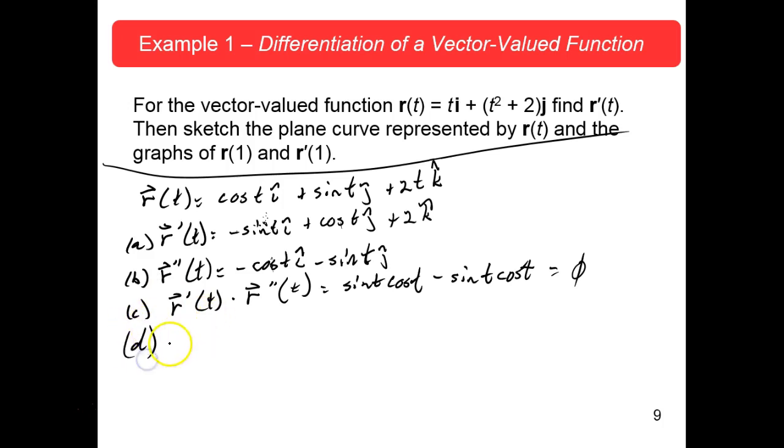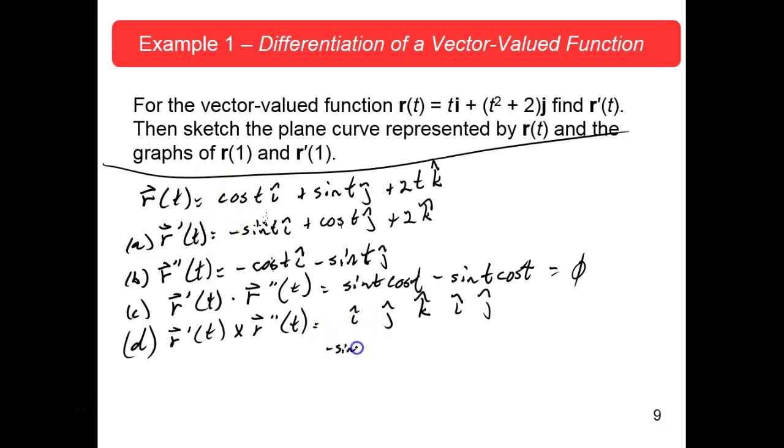Okay, how about this one? D, R prime of T crossed with R double prime of T. Here we're going to have to use our little old determinant matrix, you might say, modified as necessary. And that's I, J, K, I, J. Okay, what goes underneath that?